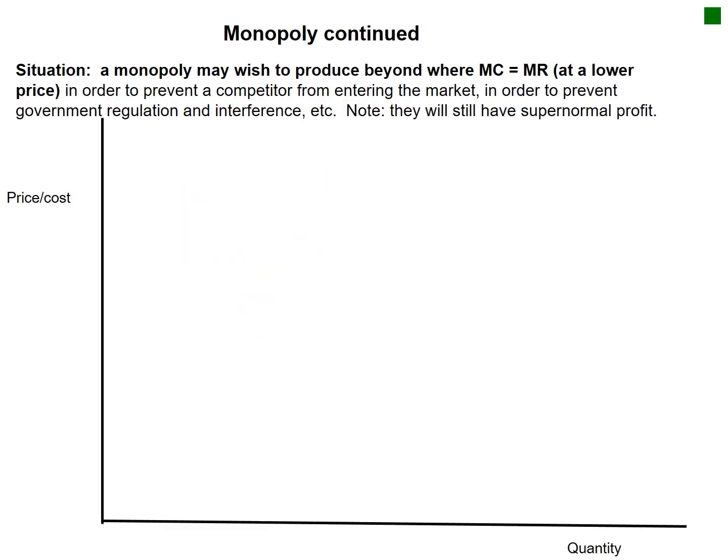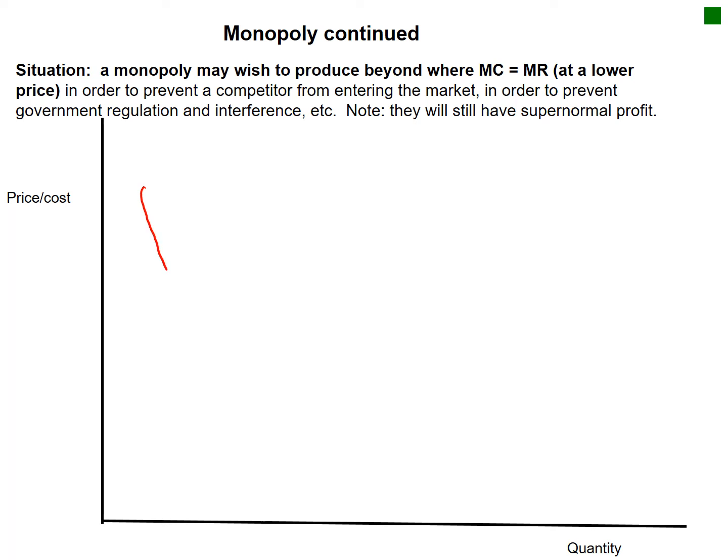Okay, a monopoly may wish to produce beyond where MC equals MR. Let's say the people are getting unhappy, they're lobbying the government that this company has too much power. The government says, well, we might bring in antitrust legislation and break you up if you don't stop restricting quantity and driving up prices. So let's say the monopoly backs down and says, okay, I'm going to produce beyond MC equals MR. I'm not going to maximize my profit. I'm going to lower the prices, I'm going to increase the quantity. Let's see what would happen. They should still have a supernormal profit because they're the only game in town and we're assuming that their product is still desirable.